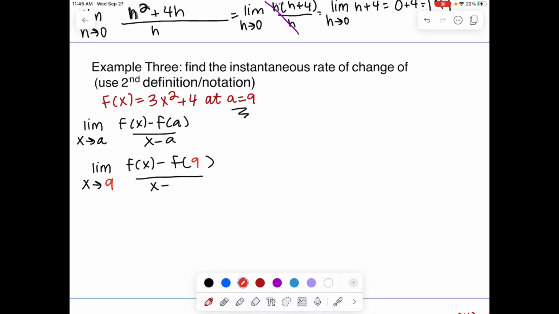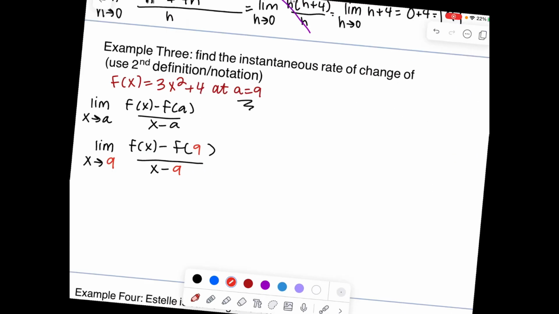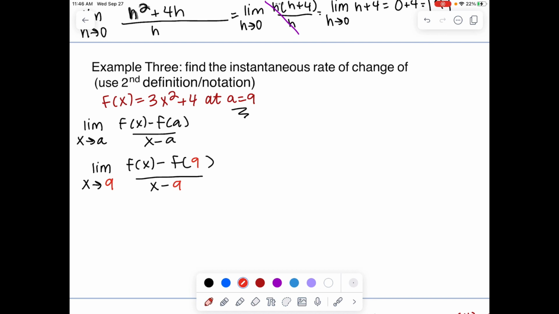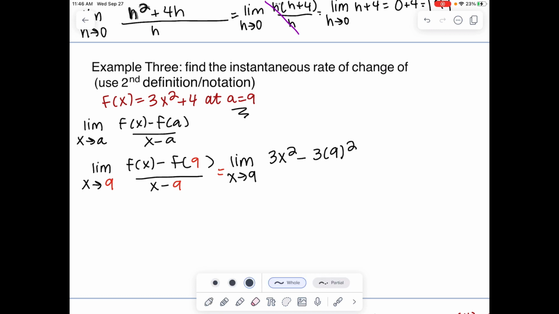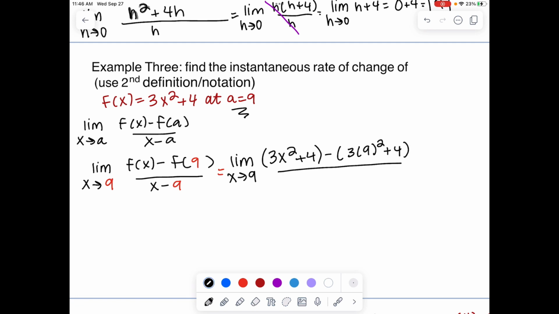So anywhere there was an a value, I'm replacing that with 9 now. Now I'm going to actually use function notation and plug these things into my function. So we'll have the limit as x approaches 9. f of x is 3x squared, so I'm going to put 3x squared there. And then I'm going to plug in 9 into 3x squared. So I'll have 3 times 9 squared. Oh, but it's plus 4. So I made a mistake. I forgot the plus 4. So f of x is actually 3x squared plus 4. And then you're subtracting 3 times 9 squared plus 4, all over x minus 9.